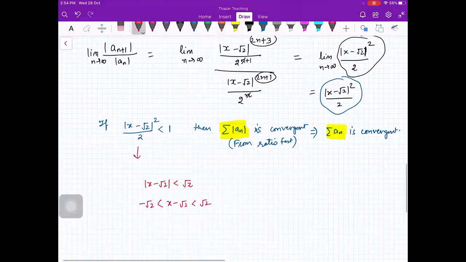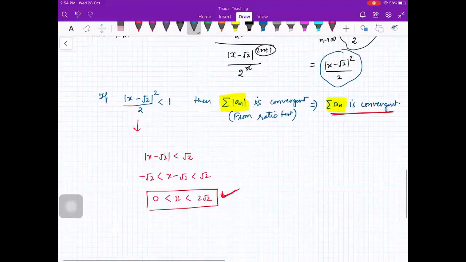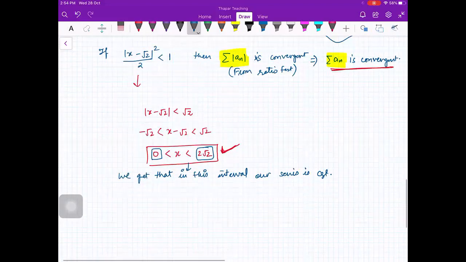So that tells you x is less than 2 root 2 and greater than 0. So we got that in this interval our series is convergent, and outside this we don't know. So in this interval our series is convergent. Let us see what happens at the boundary points. So now what are your boundary points? 0 and 2 root 2. So let us see what happens at boundary points.